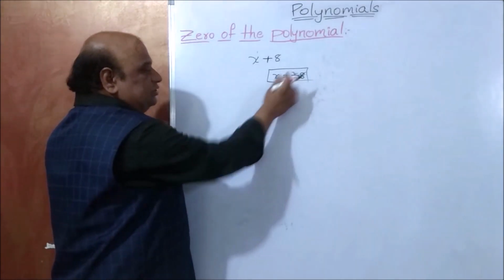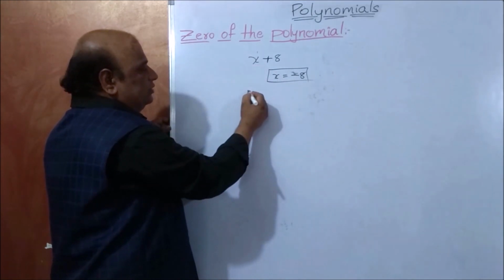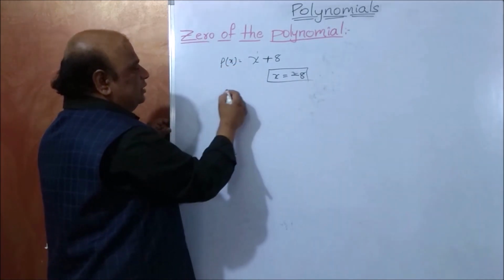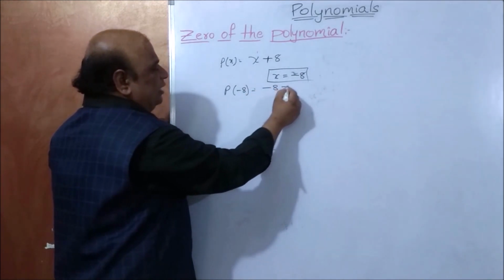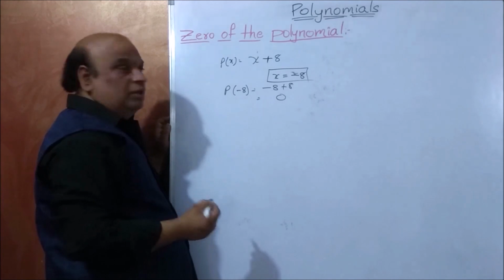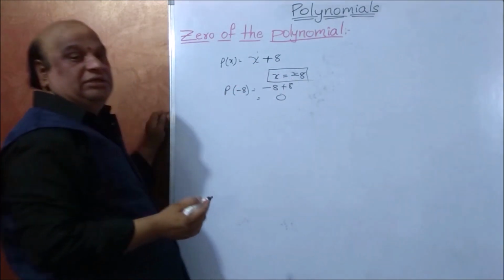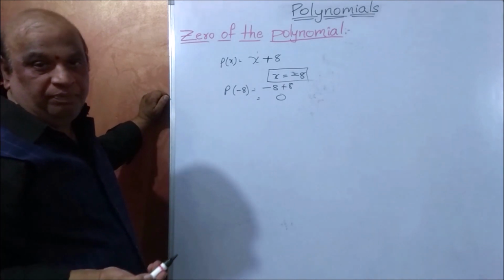If you substitute x is equal to minus 8, then you can see p of x is equal to x plus 8, so p of minus 8 is equal to minus 8 plus 8. You are getting 0. So at x is equal to minus 8, the polynomial value is 0.